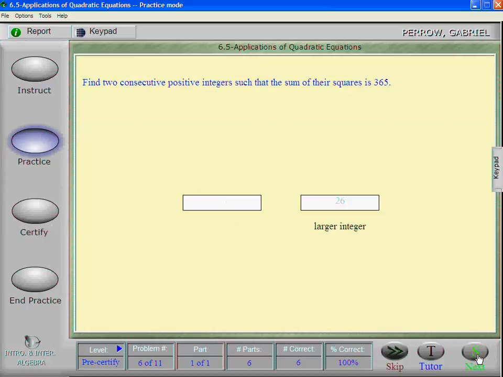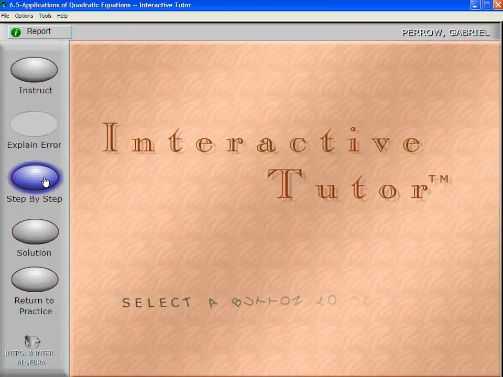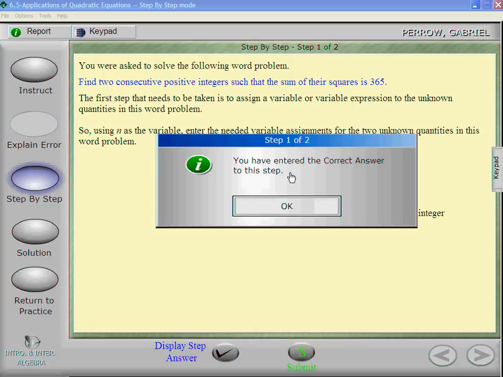Okay. So we're working our way through these problems. Find two consecutive positive integers so that the sum of their squares is 365. So two consecutive positive integers. So think about the setup. If one integer is called n, the next integer, just regular consecutive, not even or odd or anything like that, would be just one more than that.